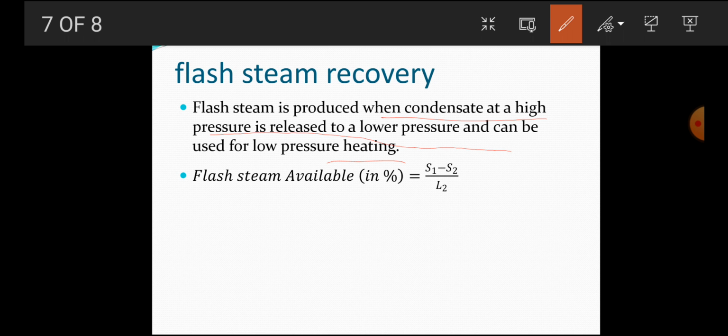So the flash steam quantity can be calculated by the formula given, that is (S1 minus S2) upon L2, where S1 and S2 are the sensible heat of high pressure condensate and low pressure condensate respectively, and L2 is the latent heat of flash steam.